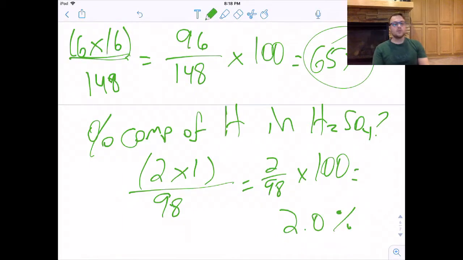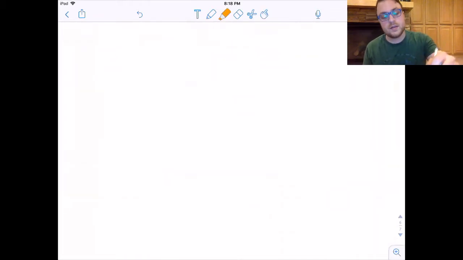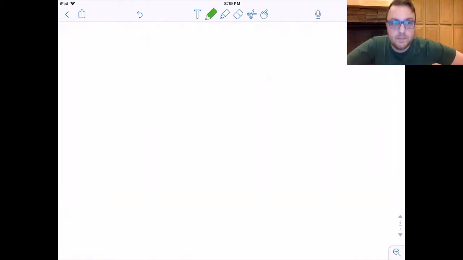And that's percent comp. We're going to do more percent comps when we do solutions, because we make some silly mistakes with solutions. Also, kids hate solutions. But, yeah. Last topic. Empirical versus molecular formula. So, let's do it at the basic level. Molecular formula is the actual formula, like the real formula.